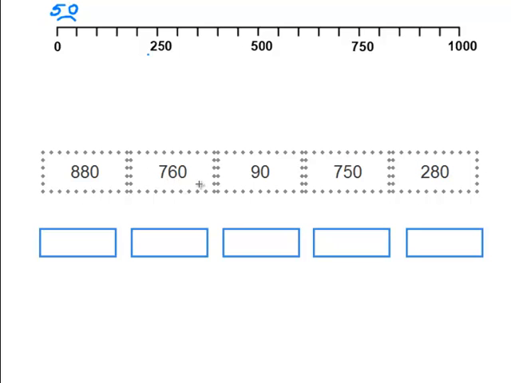So let's read them. 880, 760, 90, 750, and 280. So we need to figure out where these numbers lie on the number line before we can put them in order. So let's begin with 880.